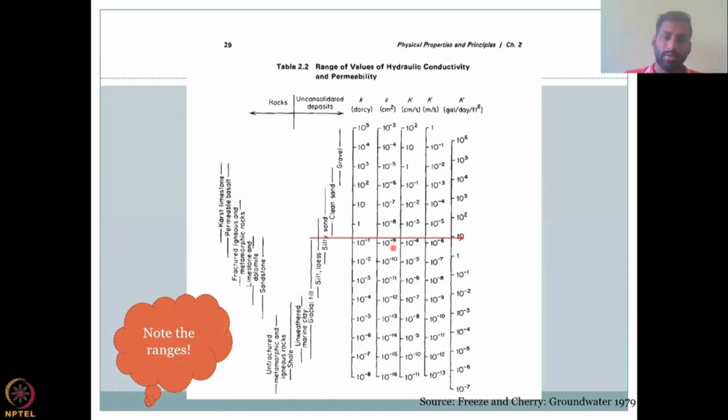Also note that when I just take one value, let's say 10 power minus 4, it could be a clean sand on the border of clean sand. It could be a silty sand. It could be a silt, loess, or a glacial till. All these 4 or 5 different types can be within that one value. So it is up to you to understand first what that material is by physical and lab estimations, and then you pick your hydraulic conductivity.